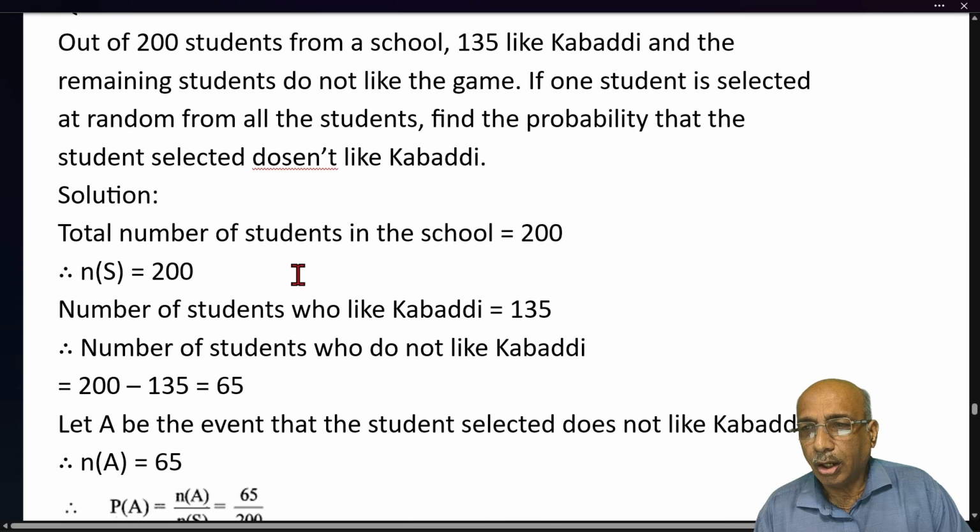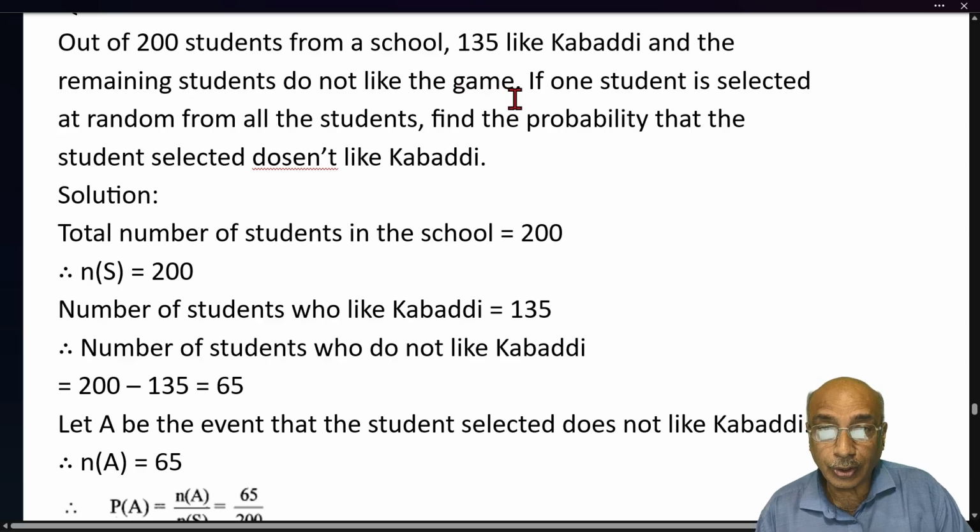Next, out of 200 students from a school, 135 like kabaddi, the remaining students do not like the game. So liking kabaddi is 135 and the remaining students are 65. They do not like the game. Yes, the number 65 is not given.